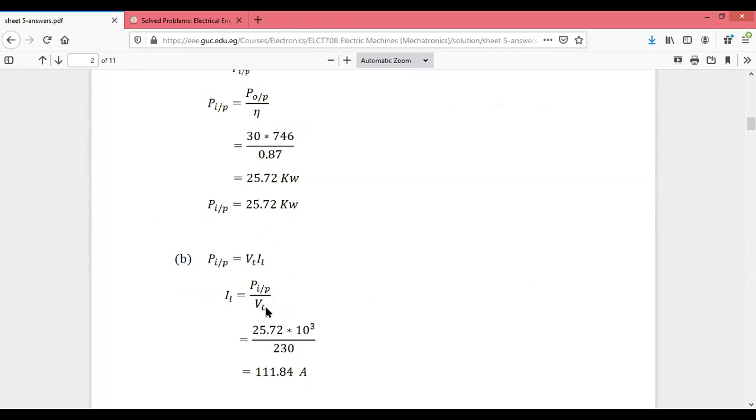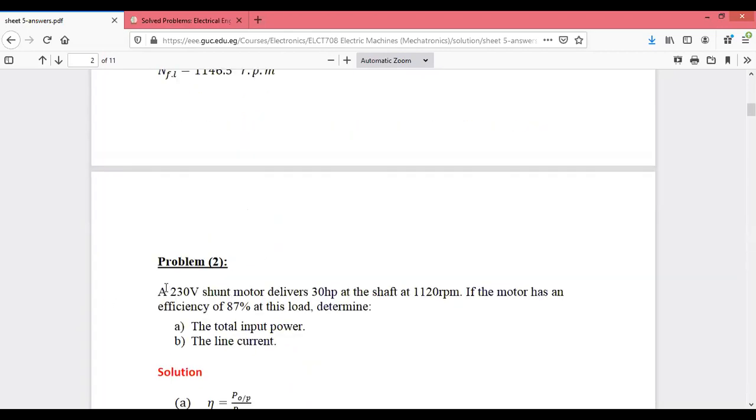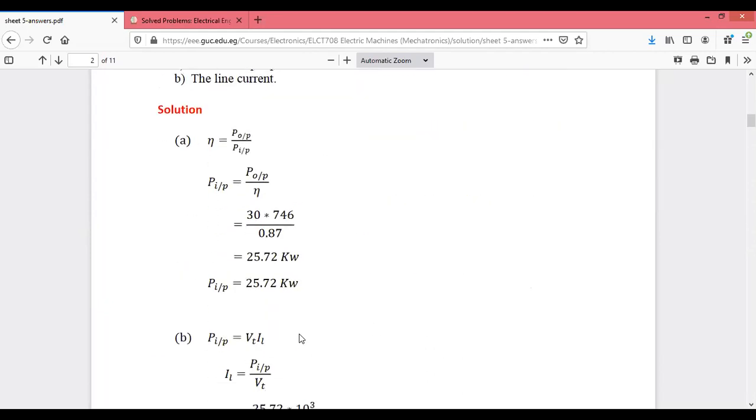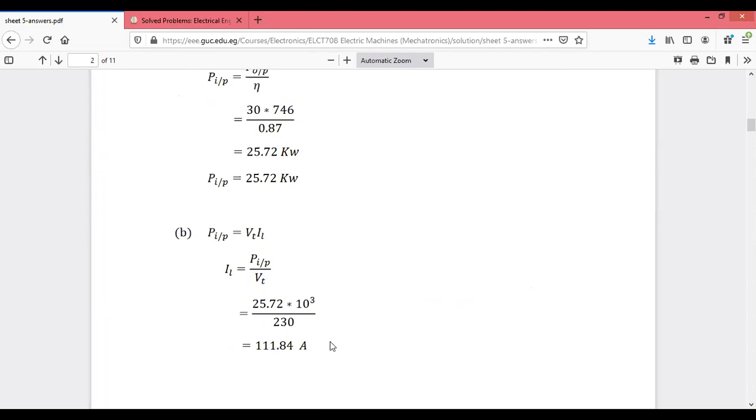So you can write the power, 25.72 kilo, as 25.72 into 10 raised to 3, upon the input voltage. They have given the total voltage as 230 volt, so you can take that as 230 volt. So you will get upon 230. If you solve, you will get 111.84 ampere.